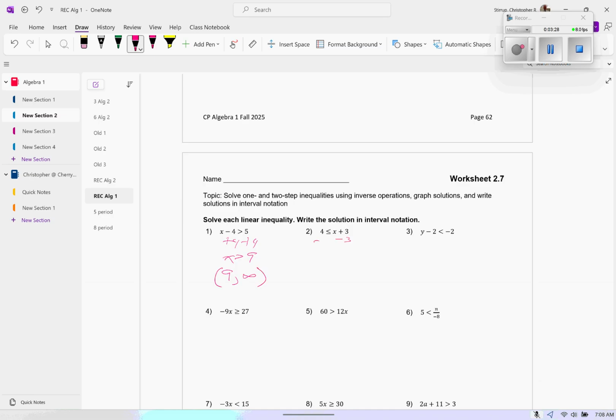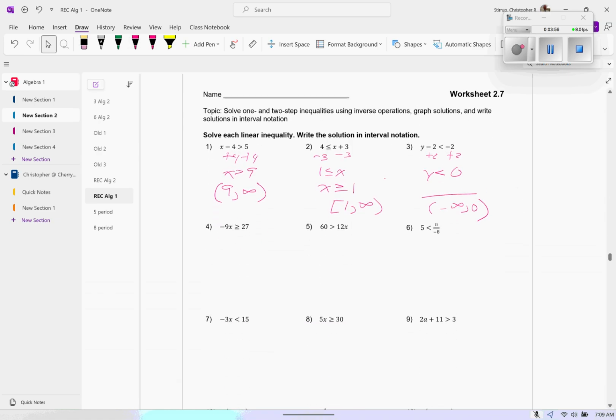This one, I'm going to subtract 3 from both sides. Flip the whole thing over. You're flipping the whole thing over not because you're multiplying or dividing by a negative, but it's going to go from 1, square bracket because I have an equal sign, to the big numbers, to infinity. Add 2 to both sides here. That's 0. So I don't need to do this. So I want values that are pointing to negative infinity. So it's going from negative infinity to 0. Soft bracket because I don't have an equal sign.